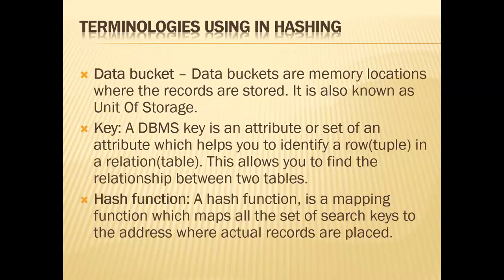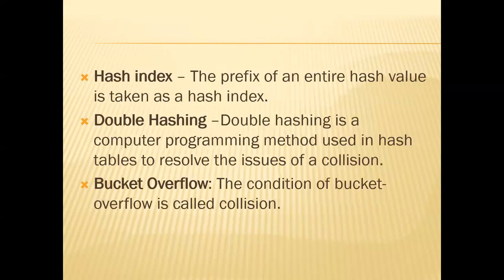Okay. So the terminology that we use in hashing starts with data buckets. Data buckets are the memory locations where the records are stored. So you have a set of memory locations, and in those memory locations is where the data is stored, and the location where the data is stored is called a data bucket. Key in a DBMS is an attribute or a set of attributes that helps you to identify a row or tuple in a relation. Hash function is a mapping function which maps the set of search keys to the address where the actual records are placed.